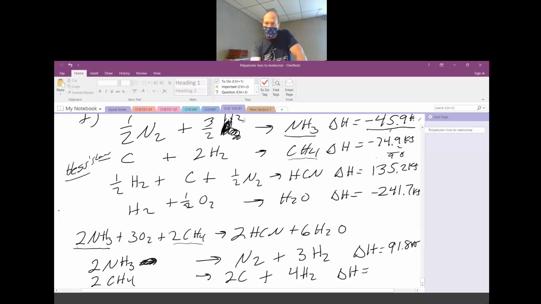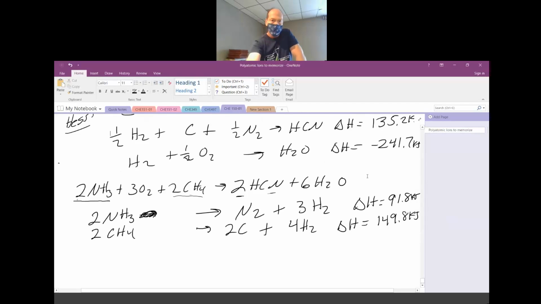And that is 149.8 kilojoules. All right, so the next one we come to is HCN, and we need 2 HCNs. We look up here, HCN is on the right side, so we're going to keep it as a positive delta H. However, we need 2 of them, so we have to multiply this through by 2, and then multiply the delta H by 2.